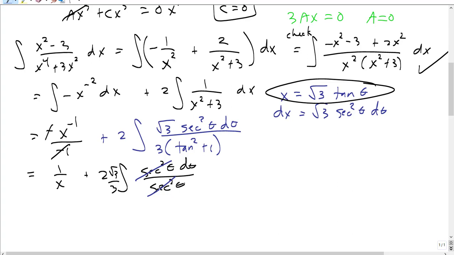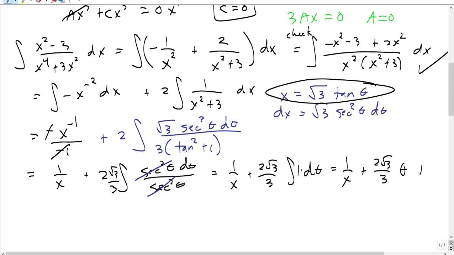At least one person was sort of in despair about this because we have 1 over x plus 2 root 3 over 3 integral of d theta. What the heck is the integral of theta? Well, that's basically a 1. And so this becomes 1 over x plus 2 root 3 over 3 theta plus e. If it was just 1 dx, the integral would be x, but 1 d theta becomes theta.